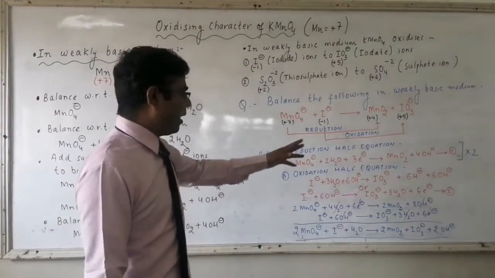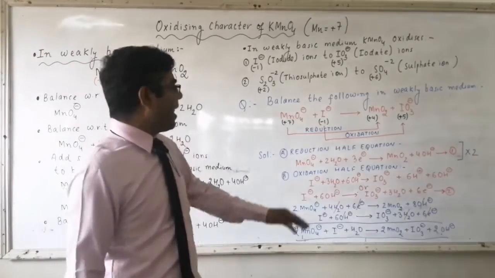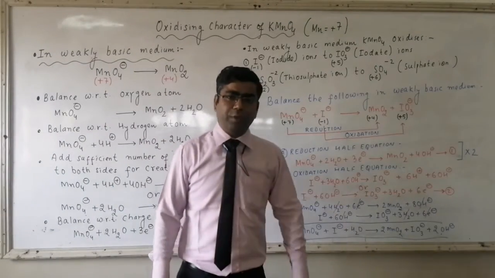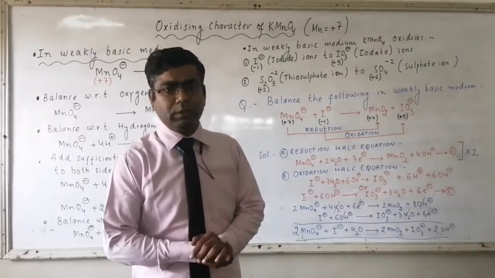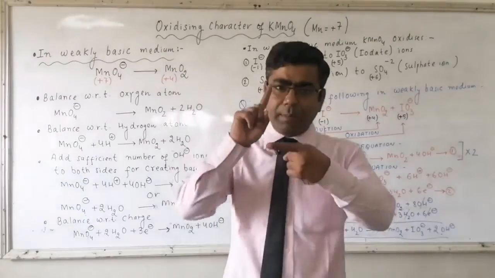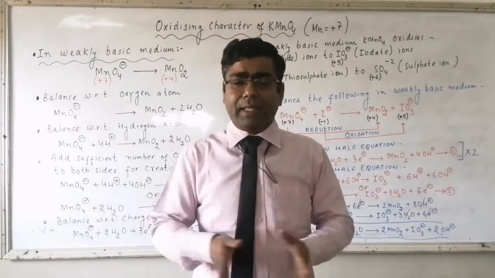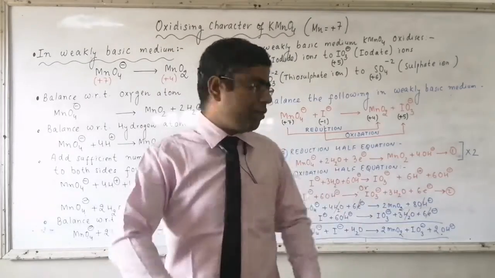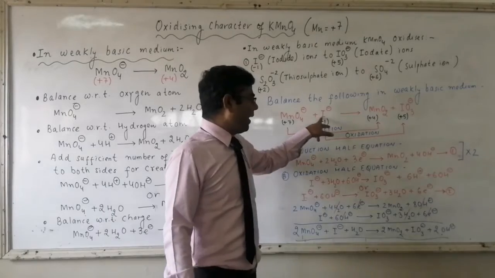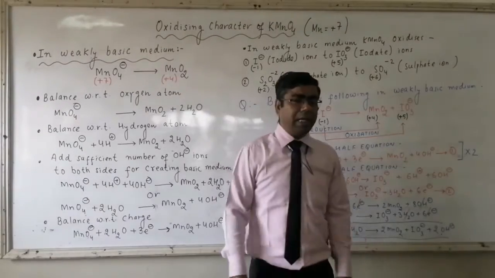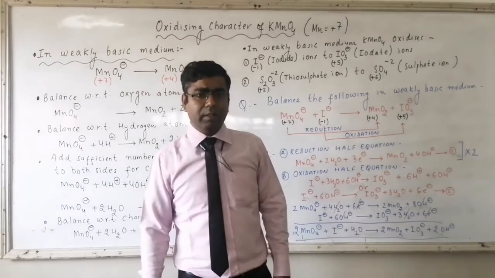Now move to the oxidation equation, where I minus gets converted to IO3 minus. What are the steps required? Step number 1, balance with respect to the central atom. Iodine is the central atom, and it is already balanced because here we have one atom of iodine and here also we have one atom of iodine.